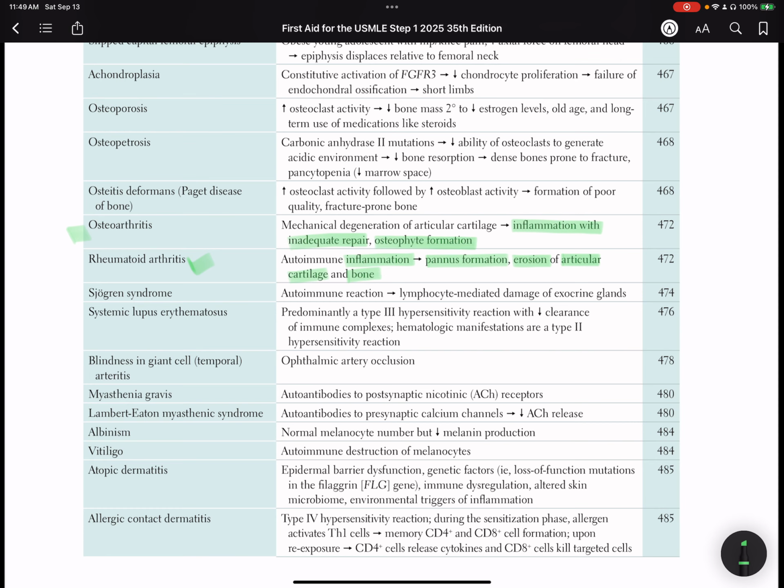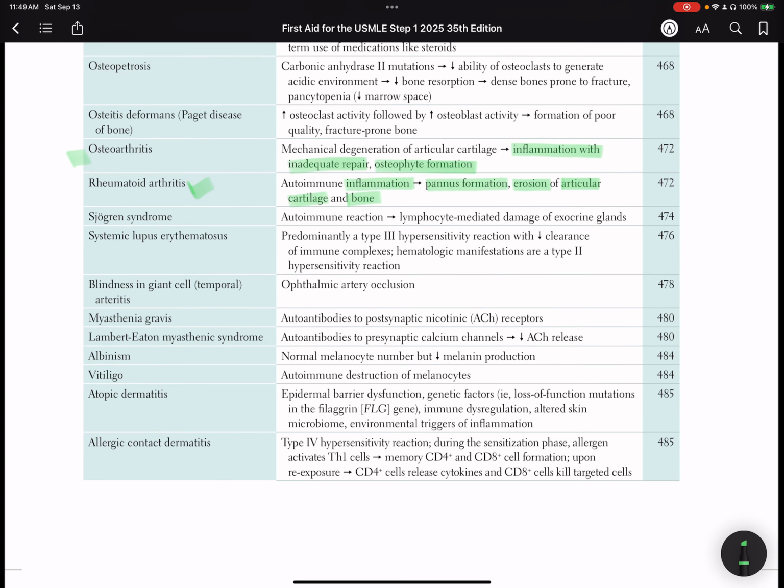Next, Sjogren syndrome. What causes Sjogren syndrome? Sjogren syndrome is an autoimmune reaction, and you see lymphocyte-mediated damage of exocrine glands.